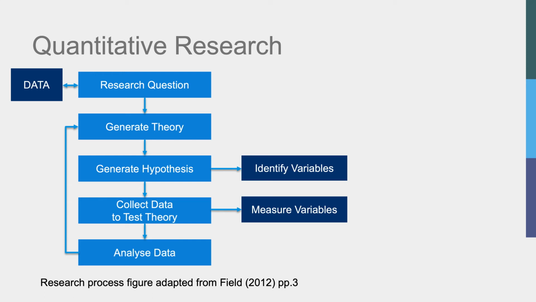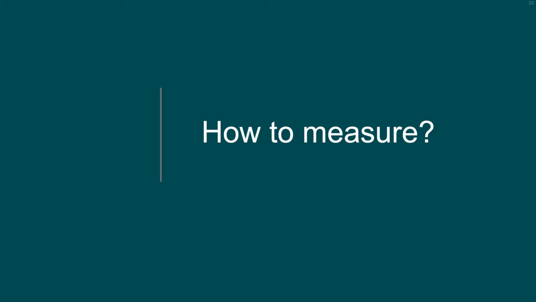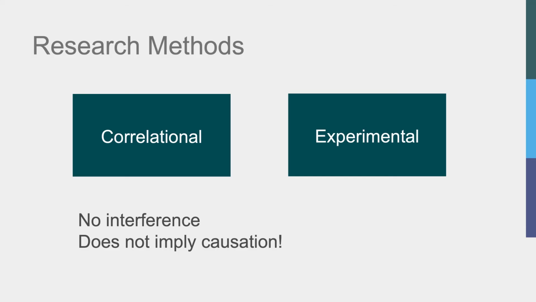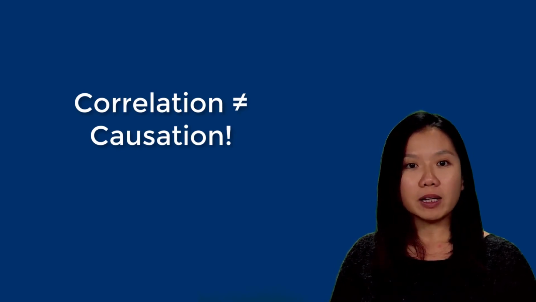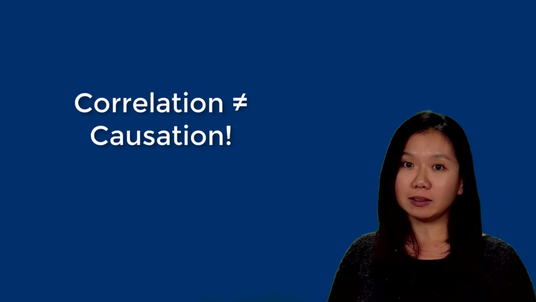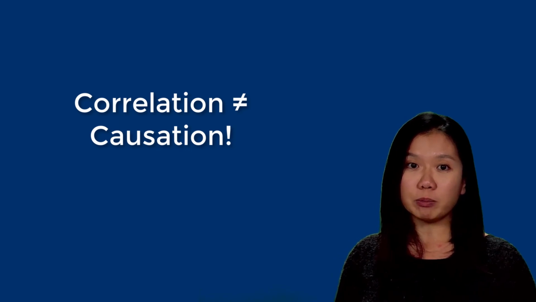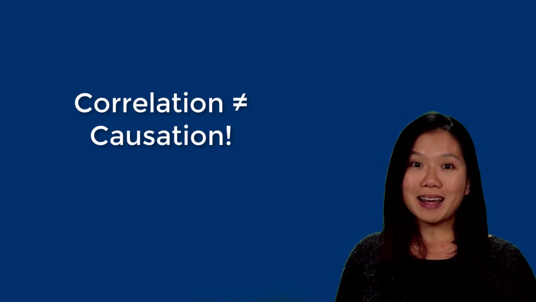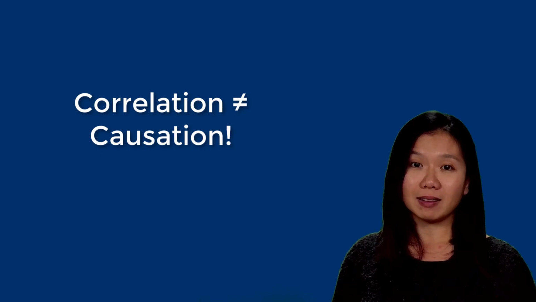Back to the research process. To systematically collect the data, we need to know how to measure the variables. Let's proceed with how to measure. There are two types of research methods, correlational research and experimental research. In correlational research, we observe what is happening without changing anything or interfering with what is happening. Note that correlation does not imply causation. Just because we notice a relationship between two variables, it does not mean that one causes the other.